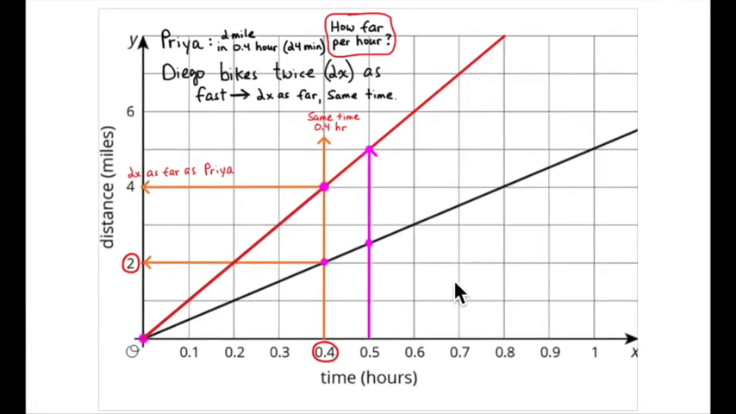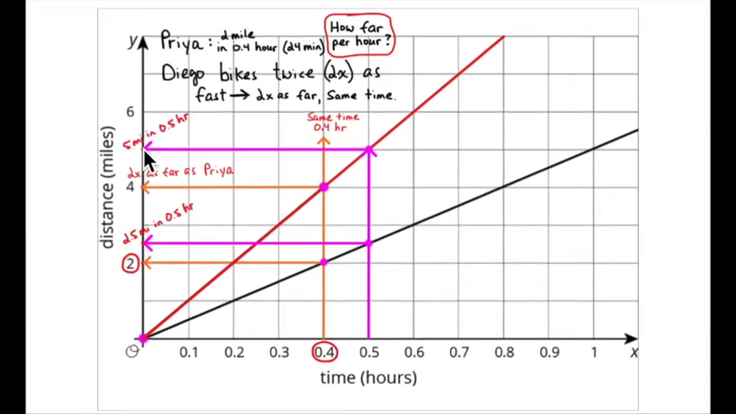And then you can look at a couple other points just to check, to make sure that it makes sense, what you're doing. So in a half an hour, Priya is going to travel half of 5, which is 2.5 miles. And Diego is going to travel twice that far. Well, 2 times 2.5 is 5. So in 1/2 of an hour, Diego rides his bike 5 miles.